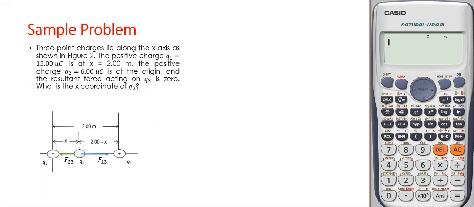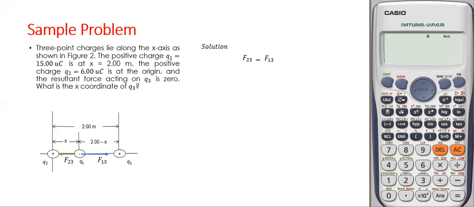Next, kailan ba nagiging 0 ang ating resultant force? So nagiging 0 ang ating resultant force kapag equal in magnitude yung ating forces pero opposite yung direction nila. So in this case, we have force F2 to 3 equal to force F1 to 3.